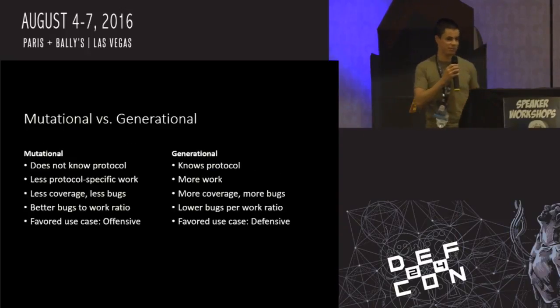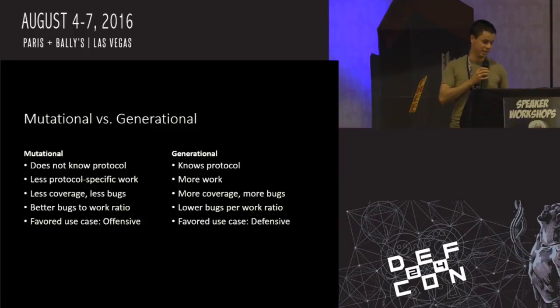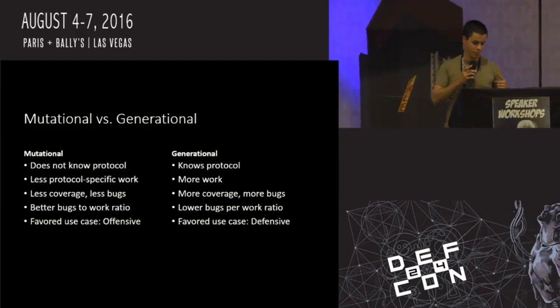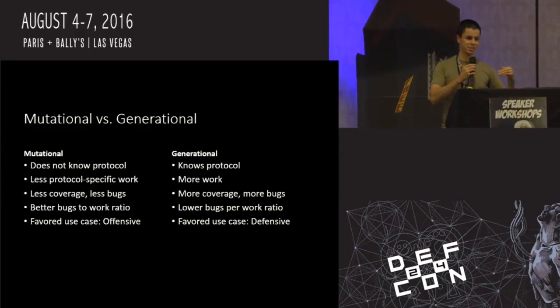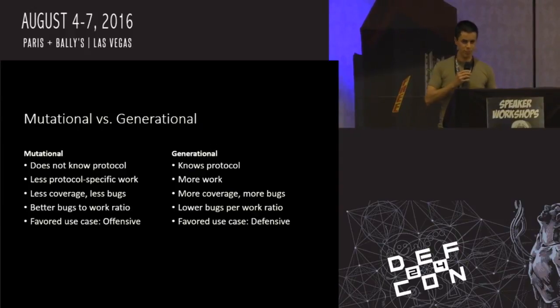So really quickly, comparison between mutational and generational. The mutational doesn't know the protocol, generational does. Mutational is less work per protocol. Generational is more work, you'll spend more time with it. Mutational doesn't find as many bugs, but it has a better bugs to work ratio. And so if you're doing fuzzing, this is the key thing to keep in mind. If you just want to find the most bugs the fastest, you would use something that's mutational, most likely.